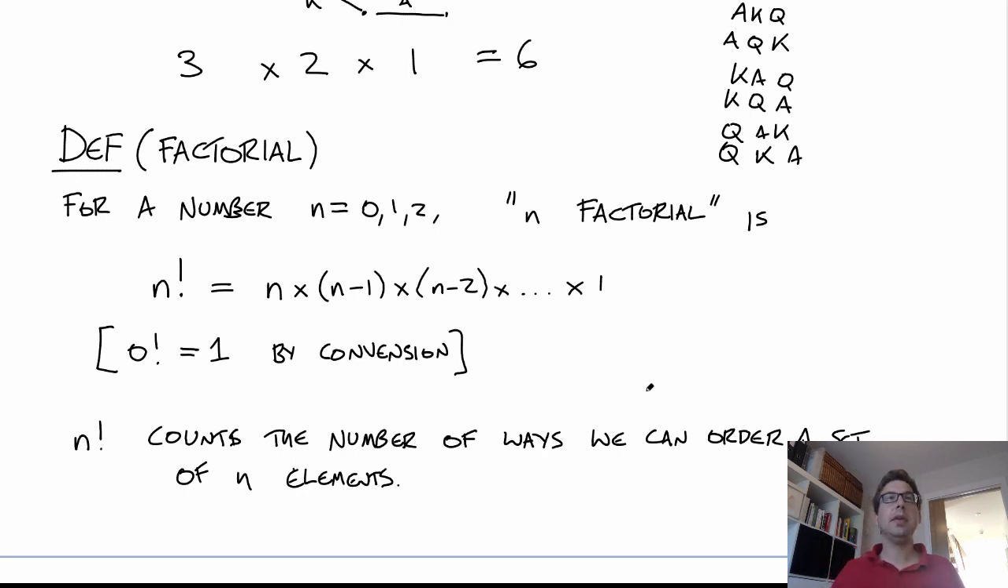So that's a bit of a building block on the way. The total number of ways we can order n elements is given by n factorial. Again, that's a useful counting rule.